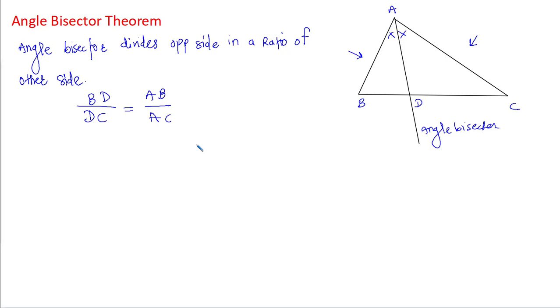There is one more formula that we need to remember: how to find the length of an angle bisector. The formula is AD square is equal to AB into AC minus BD into DC. This is the formula to find the length of the angle bisector.